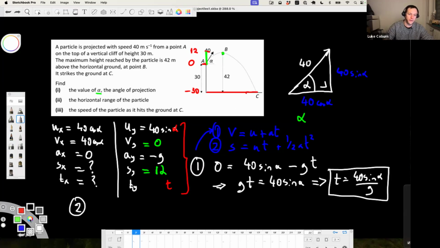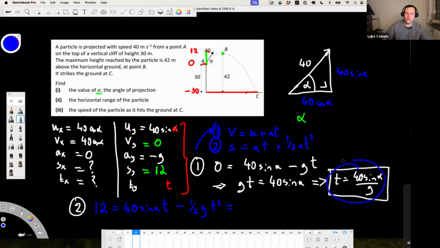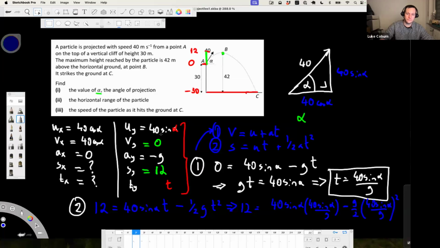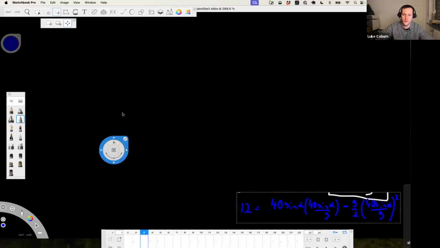So when we get up to that height there, that's 12 is equal to u, 40 sine alpha times that same t, minus a half times g times t squared. However, the t was equal to that stuff, right? So that tells me that 12 is equal to 40 sine alpha times 40 sine alpha over g, minus g over 2 times 40 sine alpha over g, all squared. The way I started in the beginning would have worked as well, but I'm keeping close to the solution here.